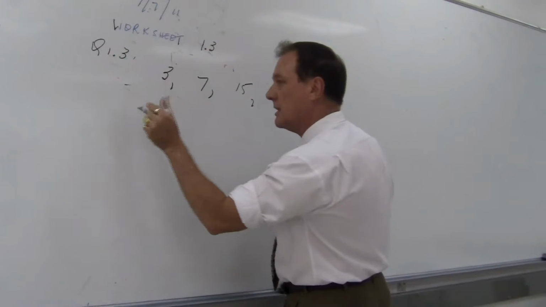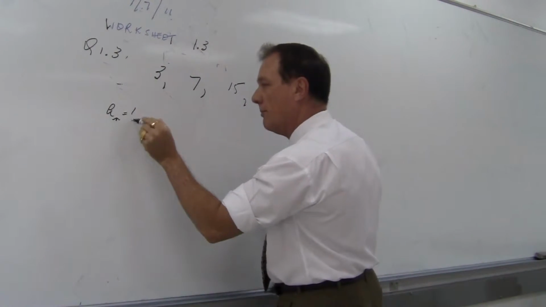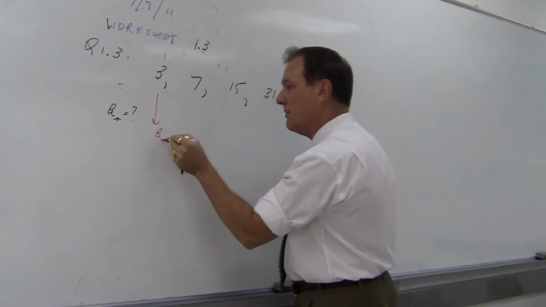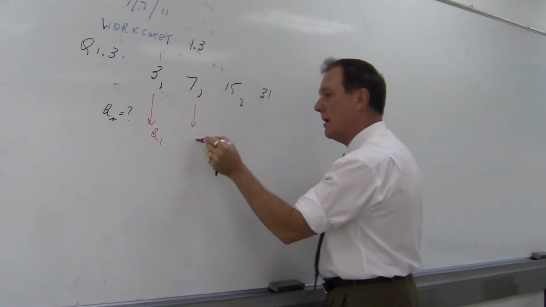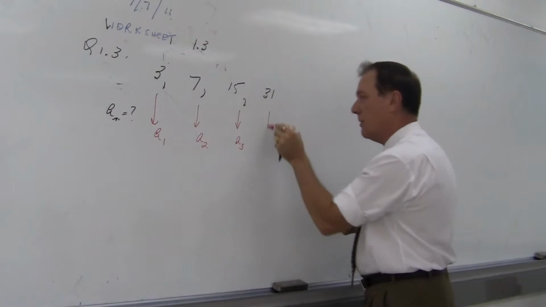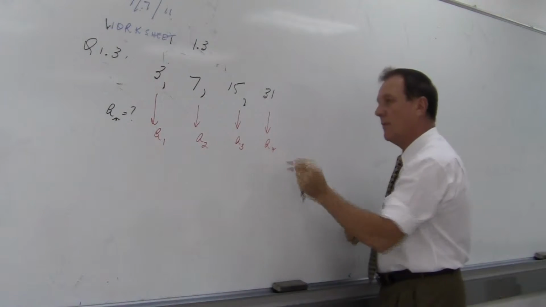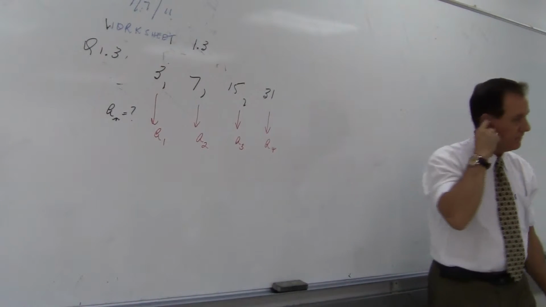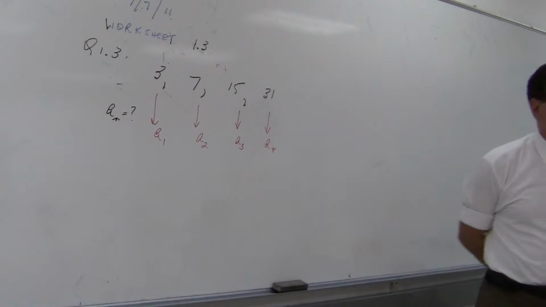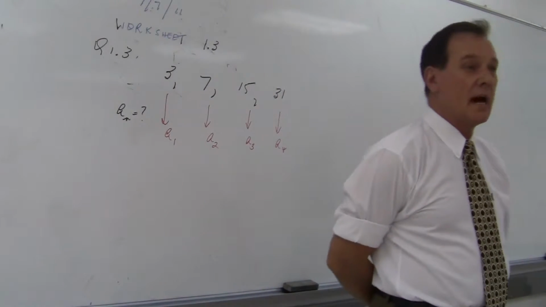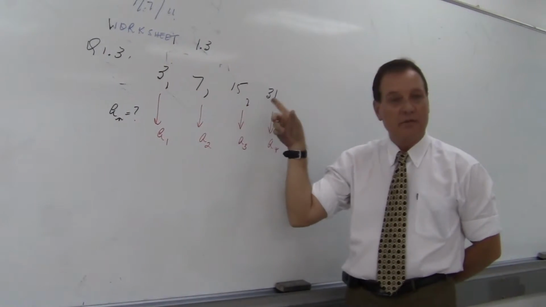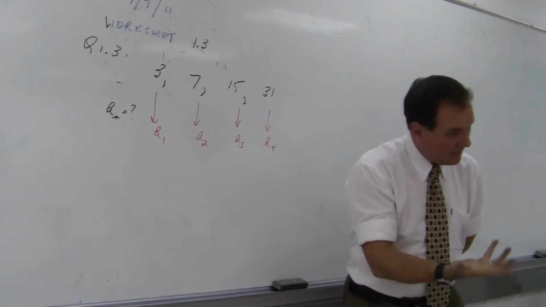And we're still after this. This is the nth term. Here's our first term. Here's our second term. Here's our third term. Here's our fourth term. Okay, now, if you look at the numbers, the 3, 7, 15, 31. Now, you've got to be a bit creative.